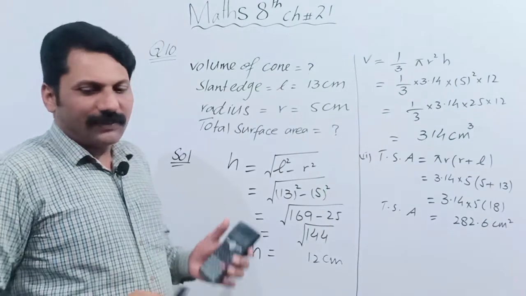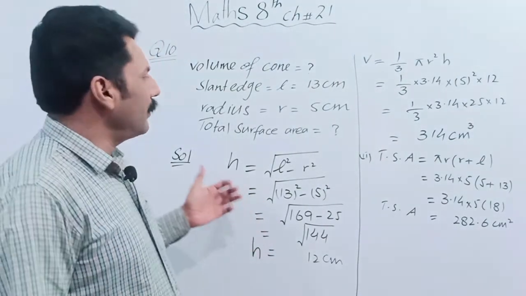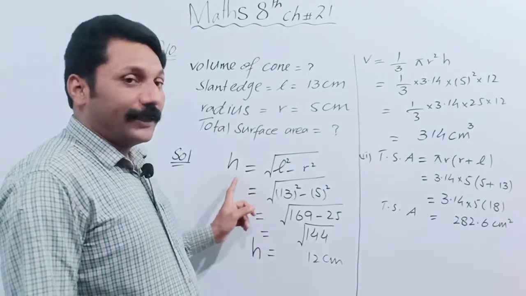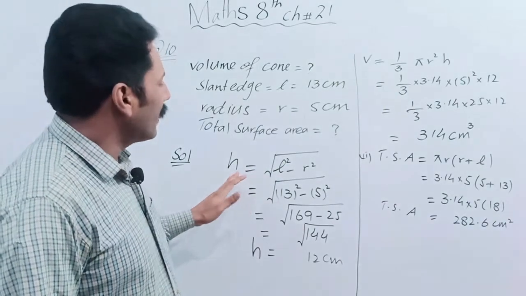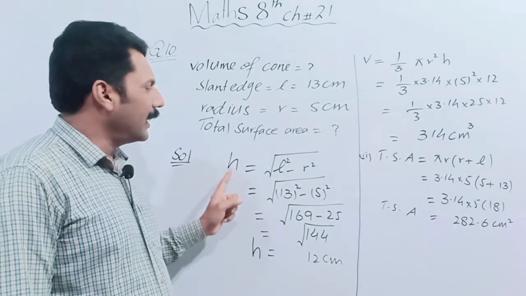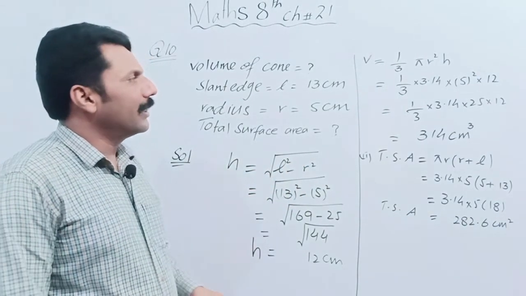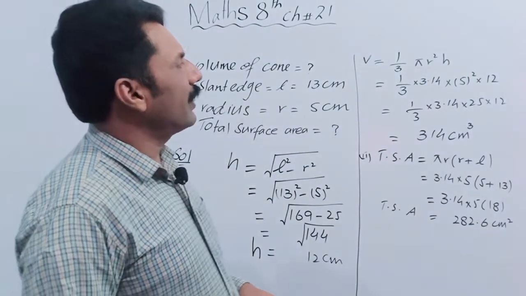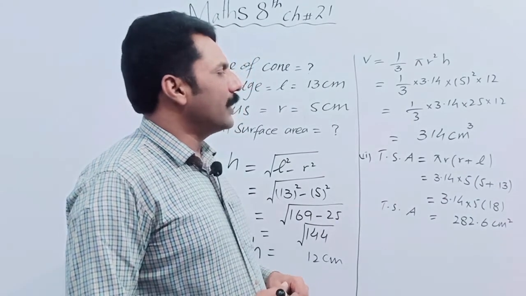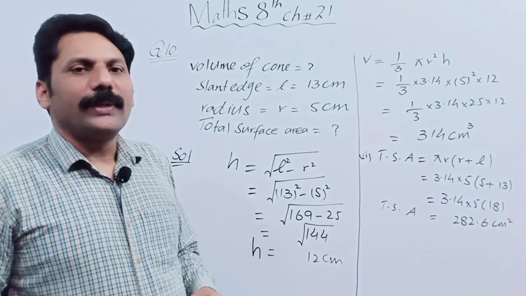So both the parts we have done. The very important thing that you keep in mind, once again I'm repeating the formula. If the height is not given, then you must keep in mind the formula to find height is L square minus R square and whole square root, and then volume of cone formula is 1 over 3 pi r square h, and total surface area of cone is equal to pi r into r plus L, or L plus r we can write. So next question.